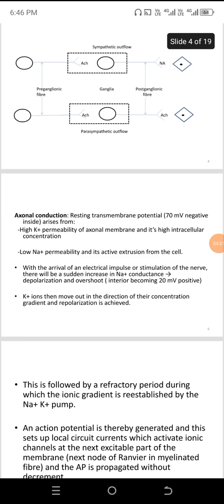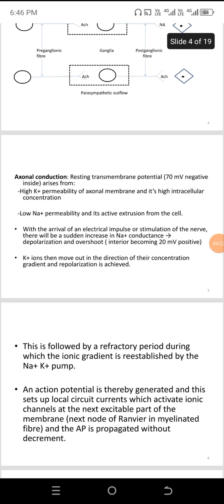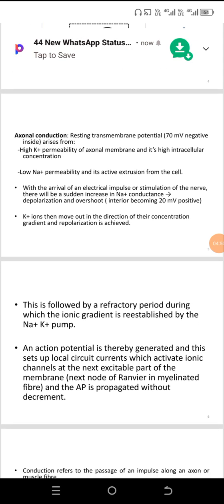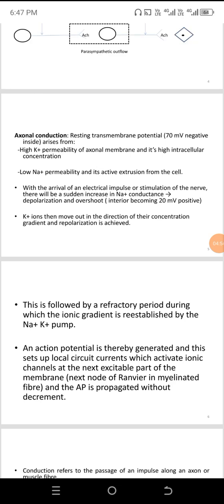With the arrival of an electrical impulse to a nerve fiber, or with the stimulation of a nerve fiber, there will be a sudden increase in sodium permeability with influx of sodium ion into the fiber, thereby increasing the positivity inside the fiber. That is, there is depolarization. Then potassium ion will move out of the fiber in the direction of their concentration gradients to repolarize the cell, thereby restoring the normal resting membrane potential. And this sequence of events is called action potential. This action potential will set up local circuit currents, and it will be propagated along the axon without decrement.